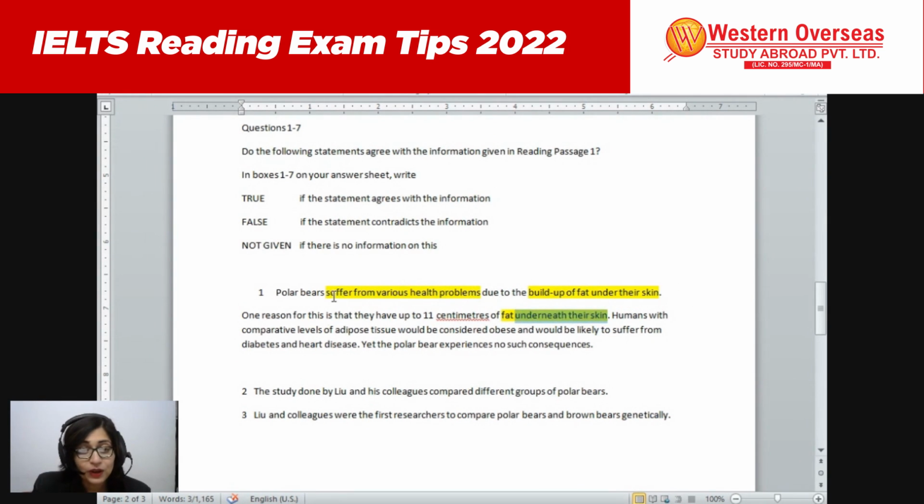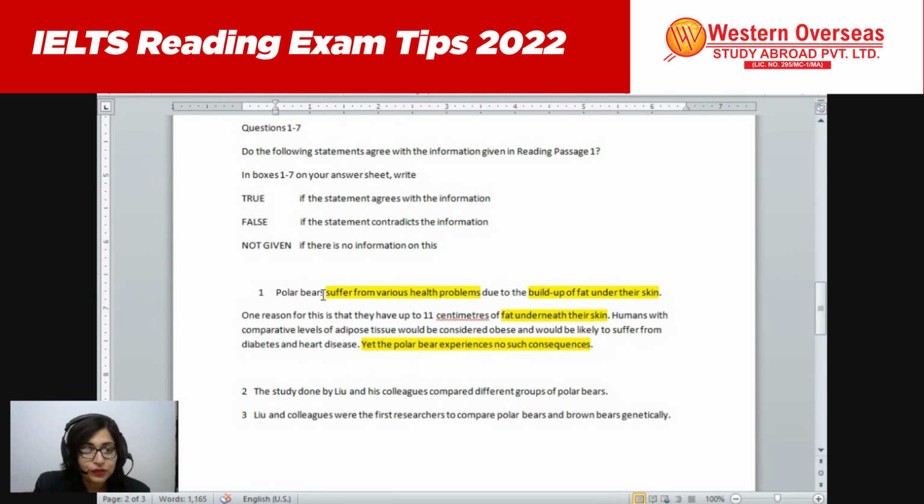Correct. Now they are saying polar bears suffer from various health problems. If you check, they are saying the polar bear experiences no such consequences. No such consequences means they are not suffering from any of the health problems. Then who suffers? They are saying humans with a comparable level of adipose tissue.